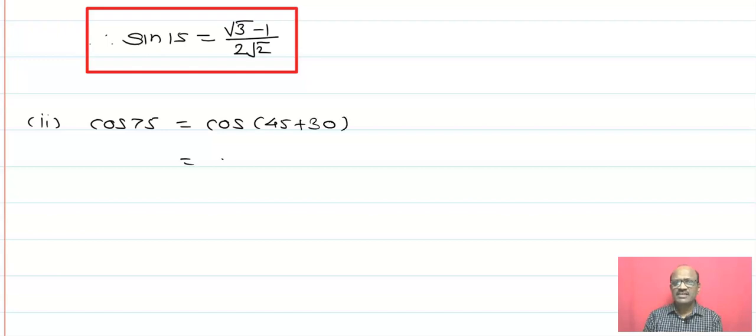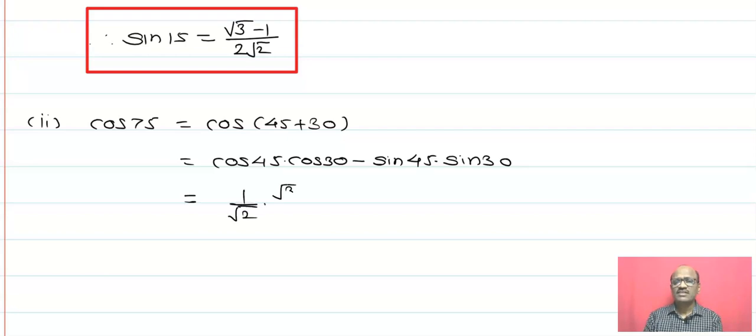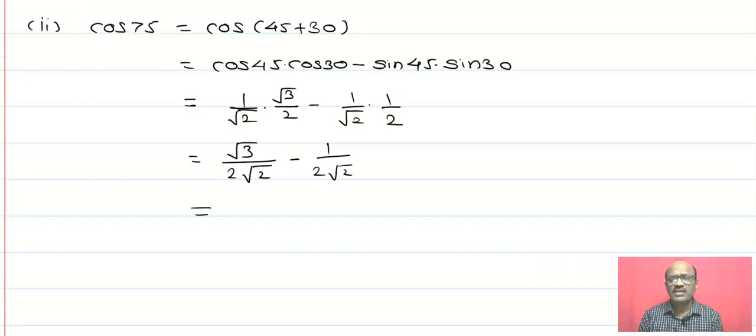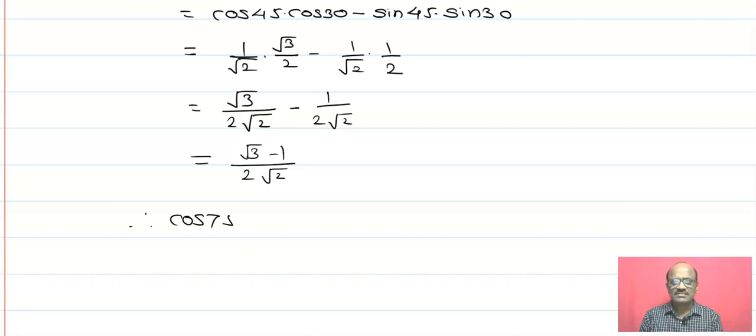Now again, what is interesting? It is written in this fashion, that is 45 plus 30. Now expand this cos using the formula for A plus B: cos A cos B minus sin A sin B. That is cos of 45 into cos 30 minus sin of 45 sin 30. And again cos 45 is 1 by root 2, cos 30 is root 3 upon 2, sin 45 is 1 by root 2 and sin 30 is 1 upon 2. Now simplify this: root 3 upon 2 root 2 minus 1 upon 2 root 2, then you are getting root 3 minus 1 upon 2 root 2, and hence the result. That is, cos of 75 is equal to root 3 minus 1 upon 2 root 2.